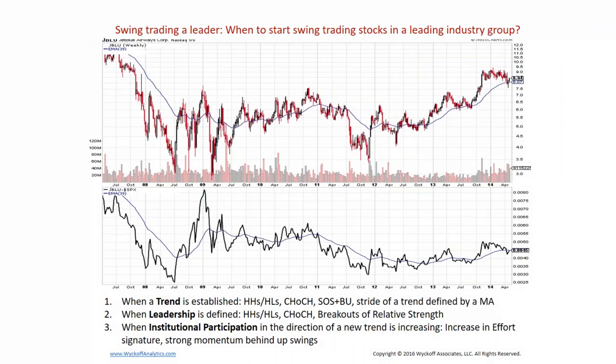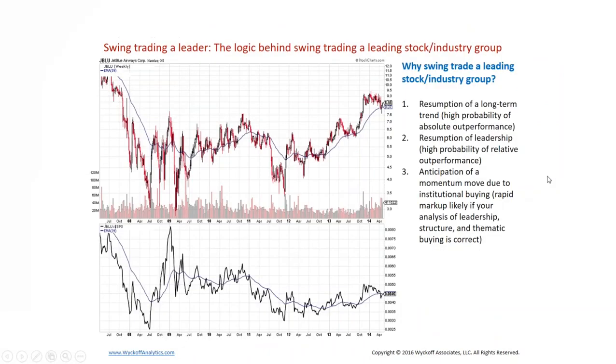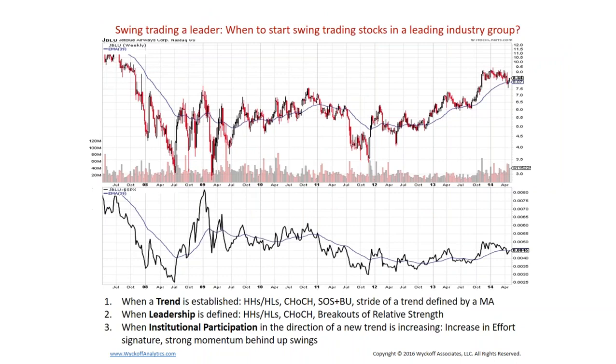So these are kind of definitional suggestions, ideas as to why we would be looking at the stocks in the leading group and how we would be looking at those stocks, where specifically we would be looking for position entry for us.